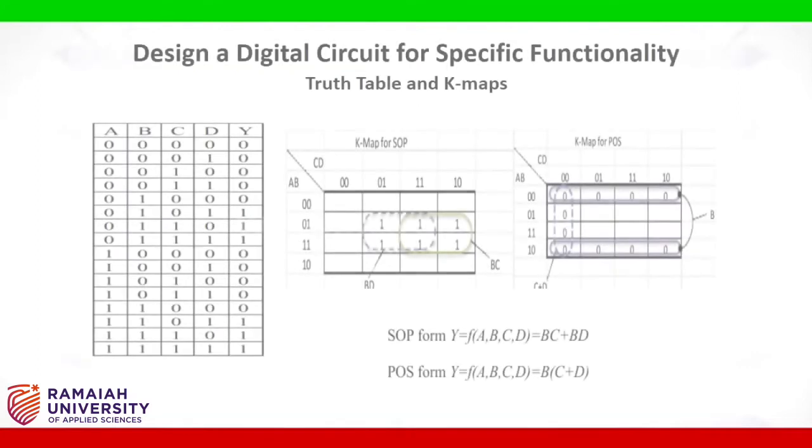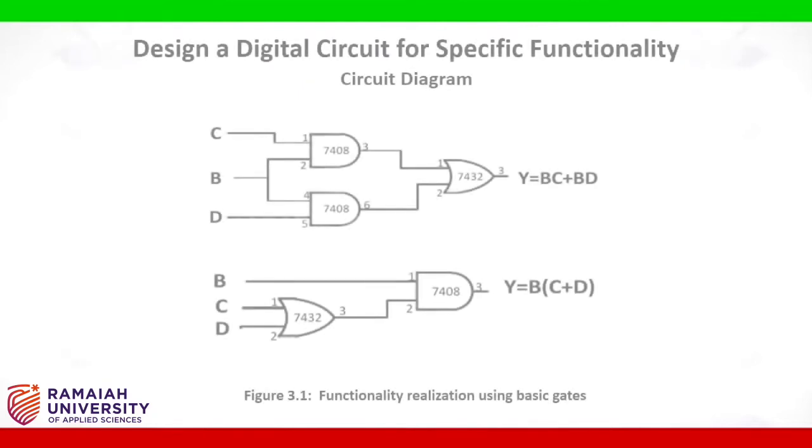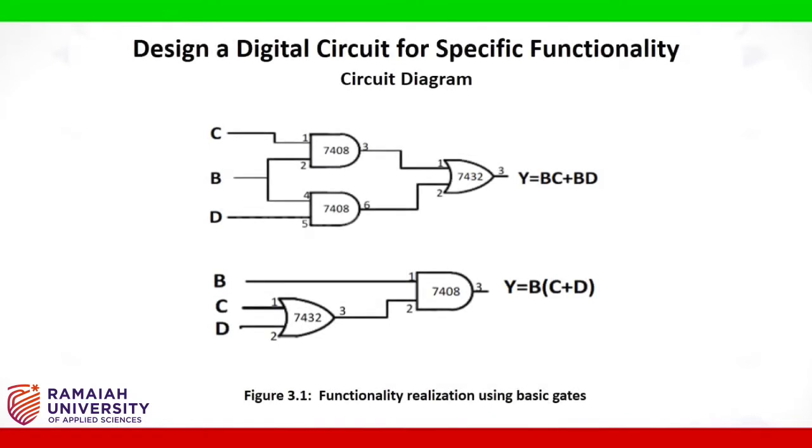The truth table and K maps for the given expression are shown here. The reduced functionality expression for the given expression y can be realized using basic gates as shown here. It should be observed that two possibilities exist for implementing the obtained expression of y.